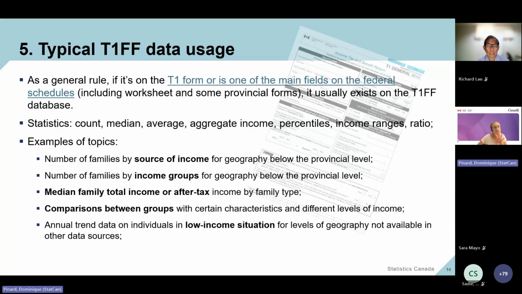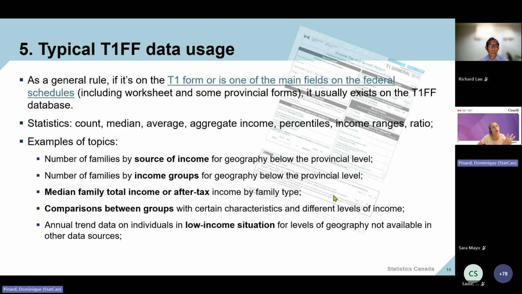Most basic statistics can be done on TIFF, which usually would include counts, medians, averages, aggregate amounts, percentiles, income ranges, and ratios. But there could be odd ones that someone could request that are not currently available on the web and would be useful for their project. These kinds of requests are doable, but they're usually subject to a feasibility study and would be produced based on information coming from users.